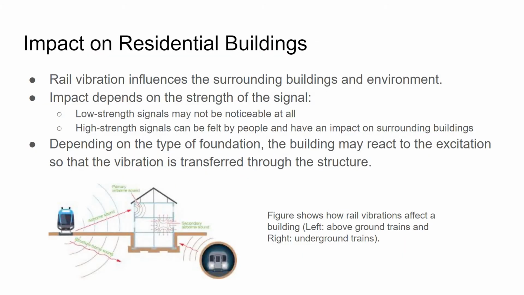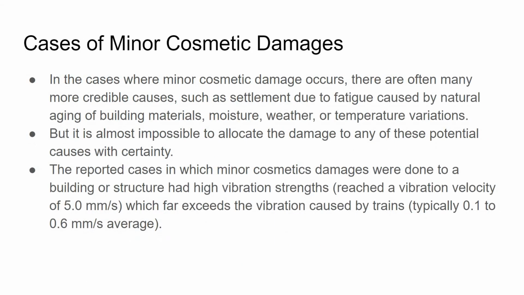Rail vibrations always influence the surrounding buildings and environment, but their impact is dependent on the strength of the signal and the type of rail. The foundation is also an important factor, as some buildings may react to excitation in such a way that the vibration is transferred through the structure.